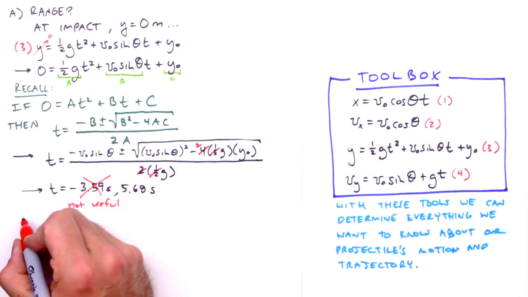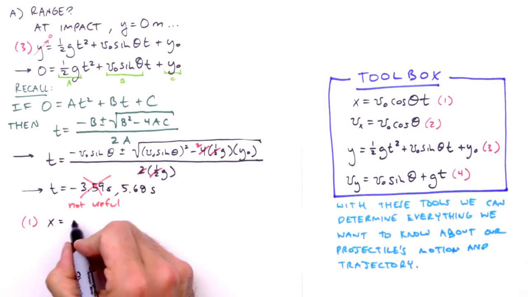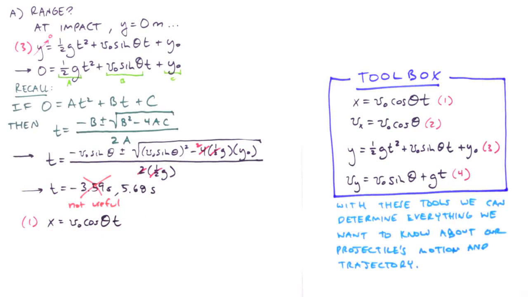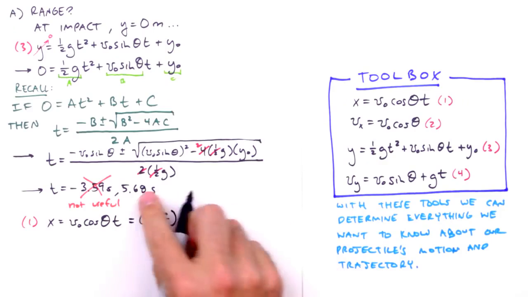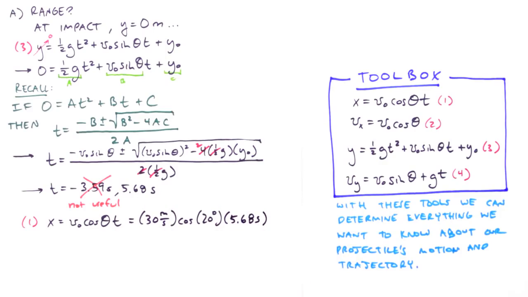Now we proceed with equation 1, write it out here, and insert the appropriate values. 30 meters per second, cosine 20 degrees, and for time we use 5.68 seconds from equation 3. And we get a horizontal displacement of 160.1 meters. All things considered, not an unreasonable range.